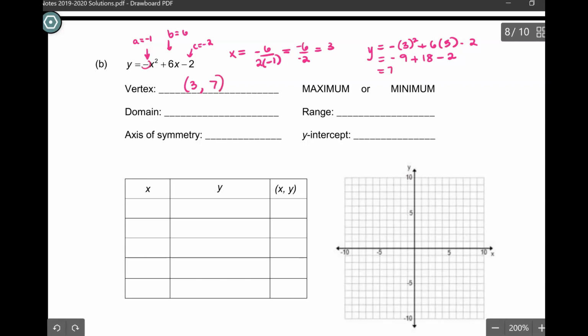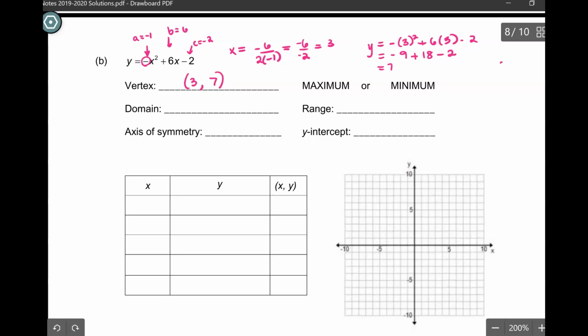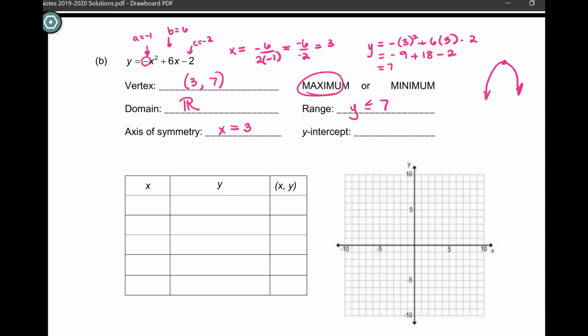It has a negative value, so that means it's going to go like that, which makes the vertex a maximum. The domain is all reals. The range, since it's pointing down, is y less than or equal to 7. The axis of symmetry is x equals 3, which is x equals the x-coordinate of the vertex. And the y-intercept is 0, comma, our value of c, which is -2.